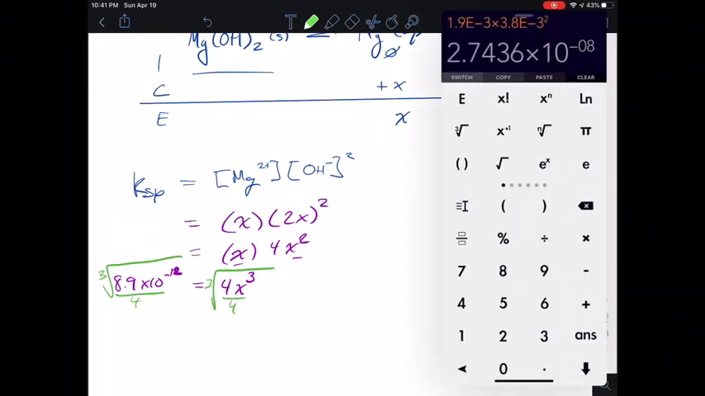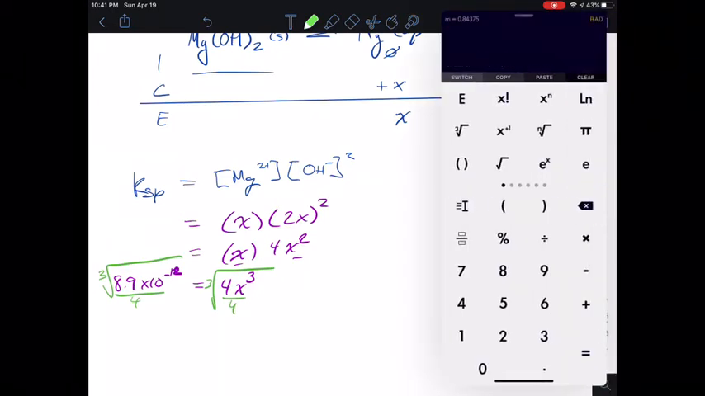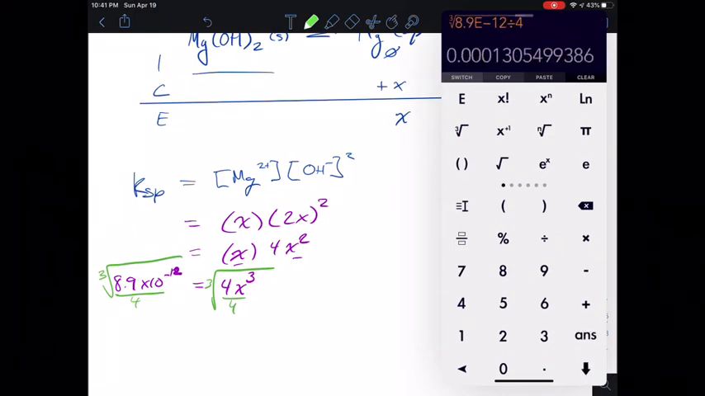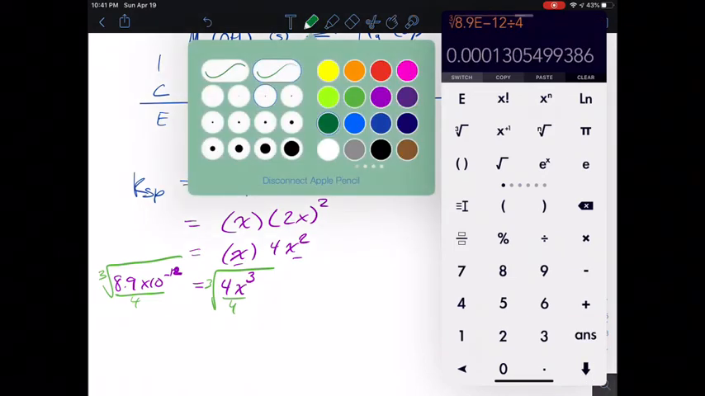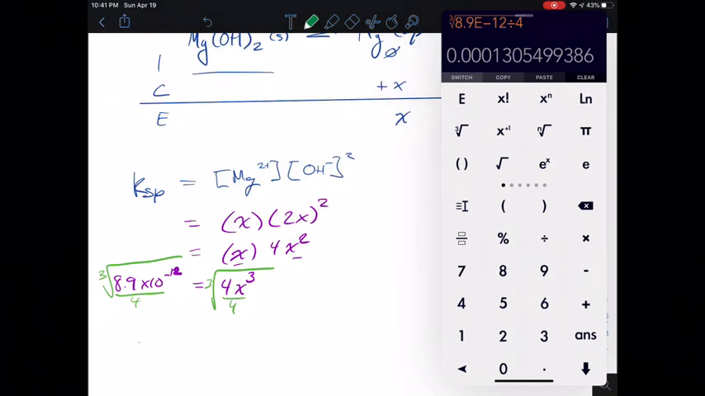So I'm going to get my calculator out. I'm going to set up a cube root, 8.9 E negative 12, and I'm going to also divide that by 4, and I'm left with a value of 0.1. Oh, well, I should write it in scientific notation, right? 1.3 times 10 to the negative 4 is equal to x.